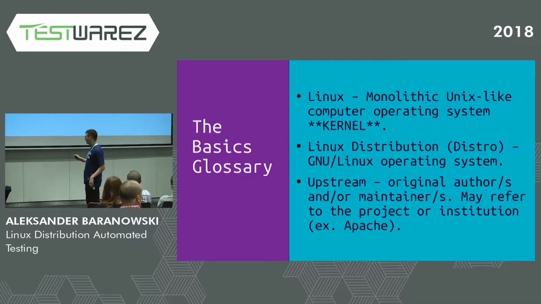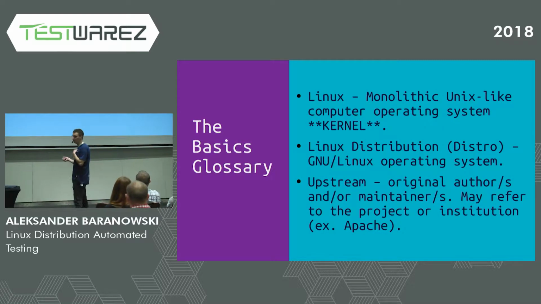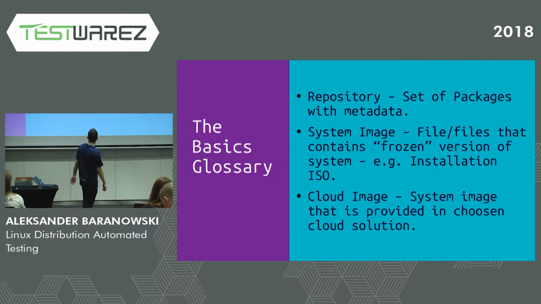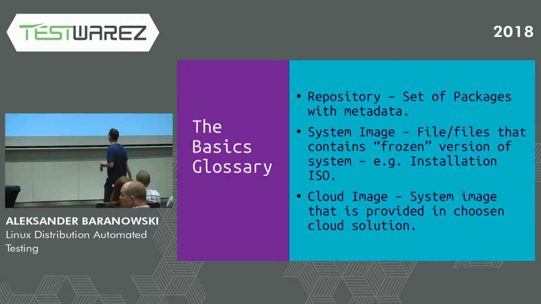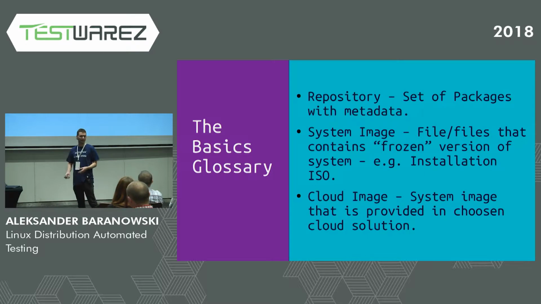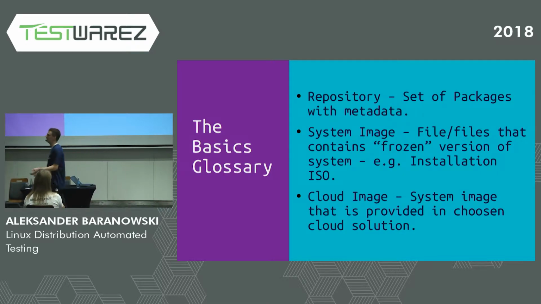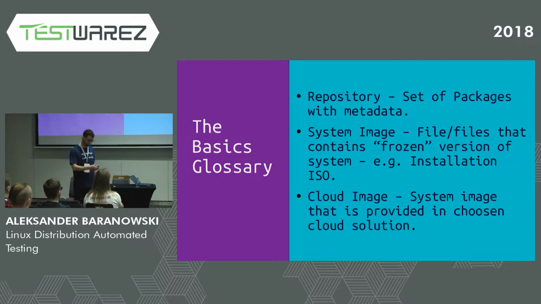The next thing that might be unknown for some of us is upstream. Upstream is the original author or maintainers, and may refer to the whole project, organization, or even a single person. Next thing that we have to know is repository, a set of packages with metadata, and system image, a frozen state of the system. For example, installation image, Amazon Machine Image, Docker image, Vagrant images, and so on and so on.